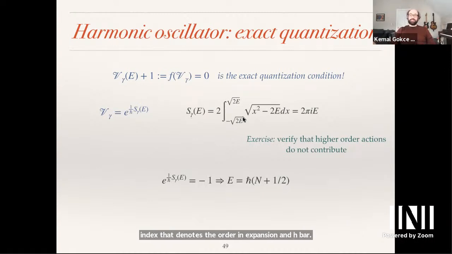But on the right-hand side, I just have the 0th order term. I don't have the h bar corrections here. It turns out, this is not a typo. For the harmonic oscillator, the contributions of all the other higher order quantum actions, evaluated between these two turning points, they all vanish. They're all 0.